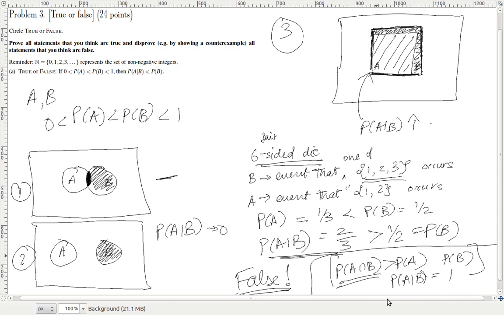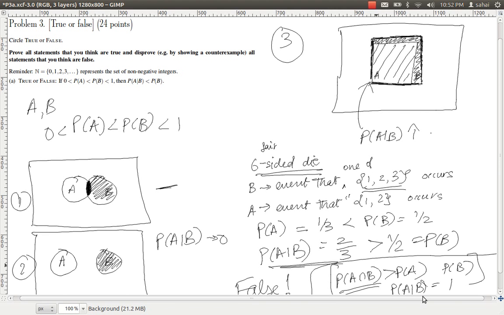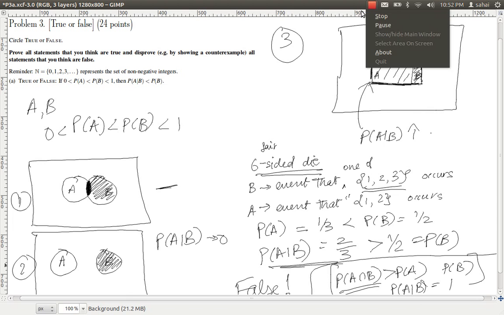So these two are the main common mistakes which people made on this question, and I just wanted to point those out. Alright, so that's it for part A of problem 3.